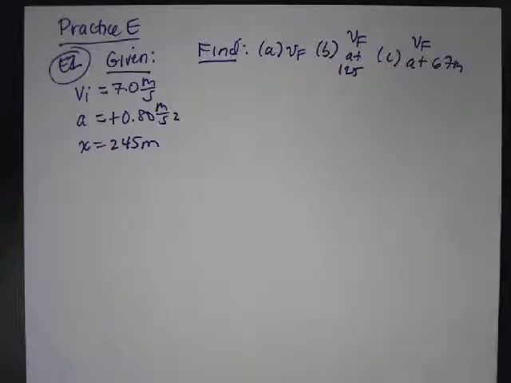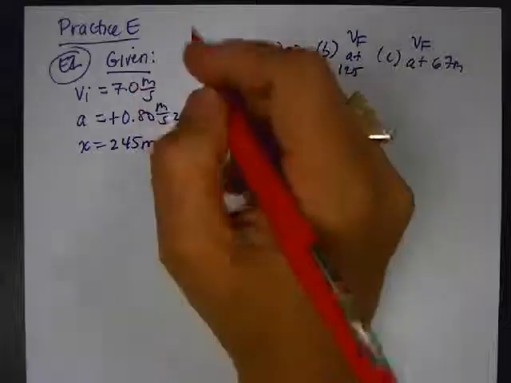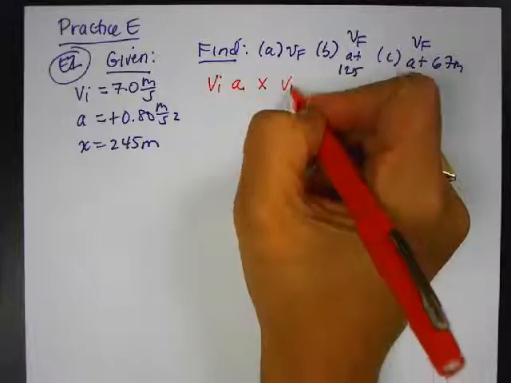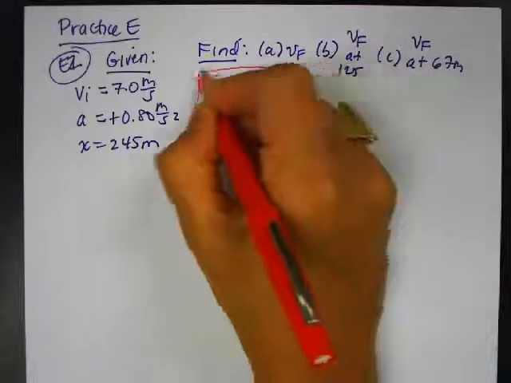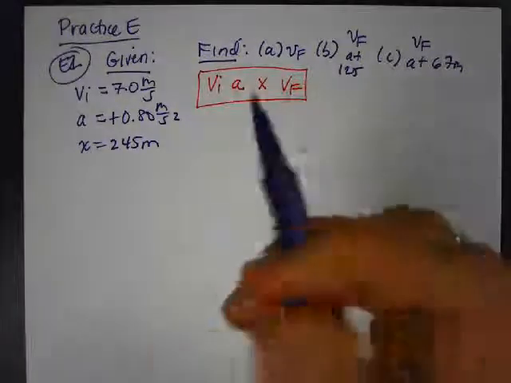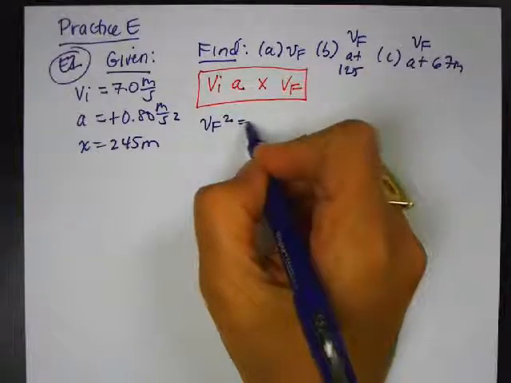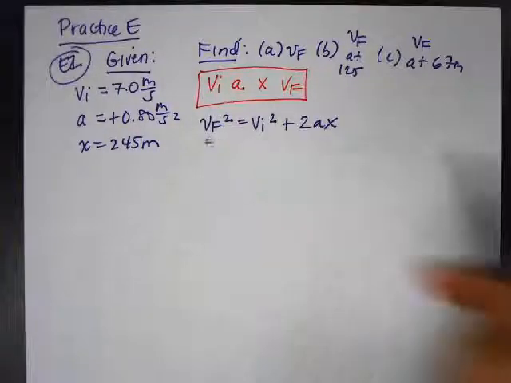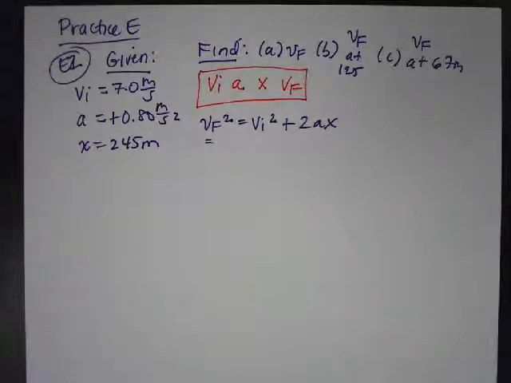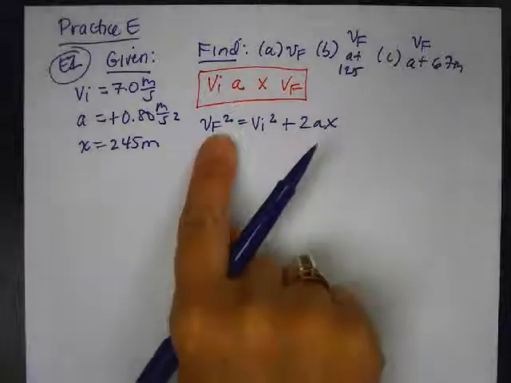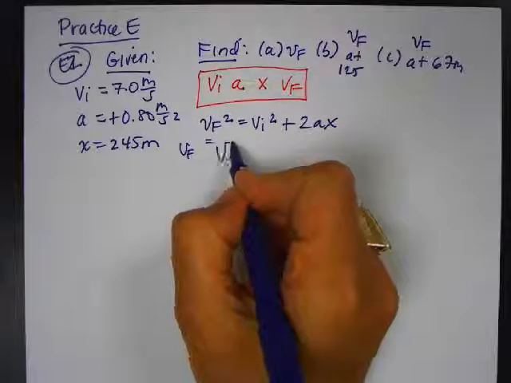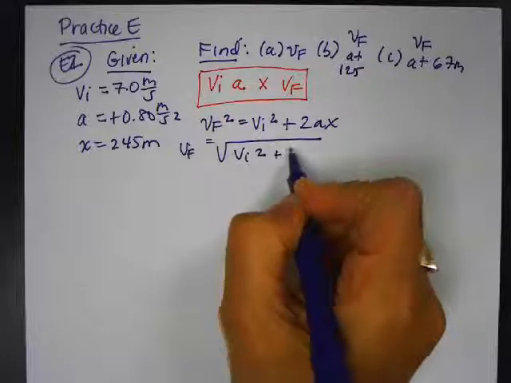So first of all, to know what equation we're going to use, we do what we always do. We have VI, we have A, we have x, and we want to find VF. So these are our 4 variables. Now I'm going to look at my equations and use the equation VF squared is equal to VI squared plus 2AX. Since I want to solve for VF, I'm going to rearrange the equation to solve for the unknown in terms of the known. Even though VF is already by itself on one side of the equal sign, there's a square, so I'm just going to take the square root of both sides and say VF is equal to the square root of VI squared plus 2AX.